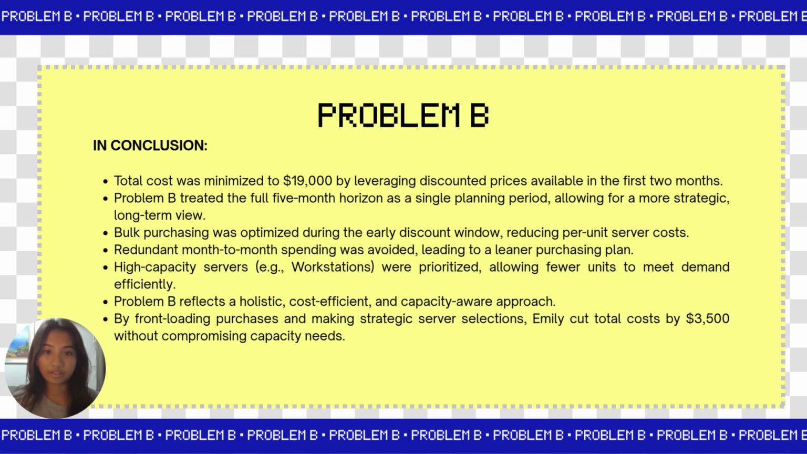By focusing on high-capacity servers like workstations, she reduced the number of units needed without sacrificing performance. In essence, problem B highlights a holistic, cost-efficient, and capacity-aware approach. By front-loading purchases and making strategic server selections, Emily cut total cost by $3,500 without compromising capacity needs.